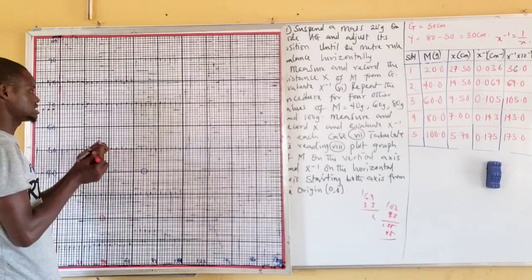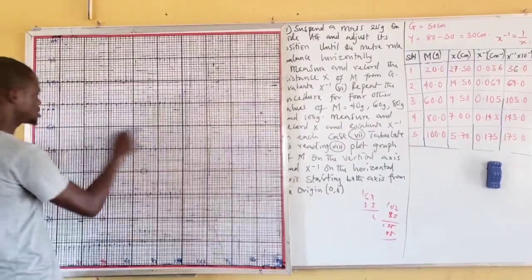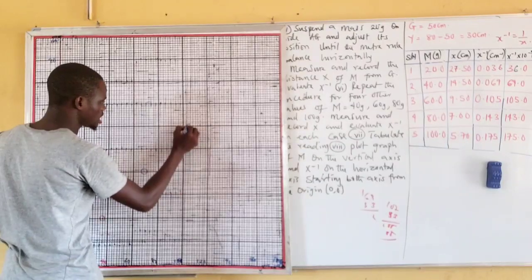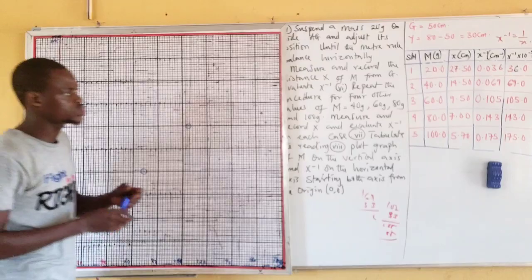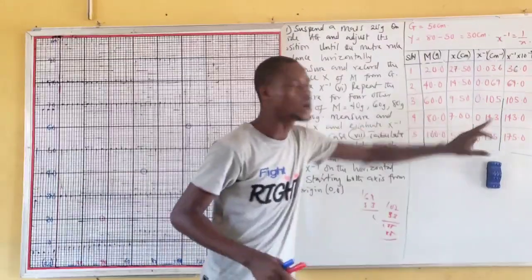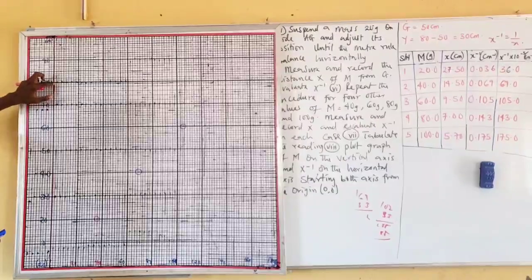Now, I'll be having my 60 around here. So, 60, 105, take a circle, also to denote it. Now, the next one, we have 80 to 143. Now, this is 80. Where is my 143?